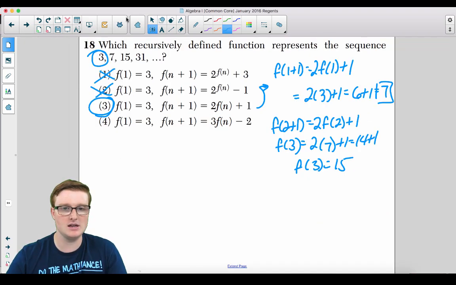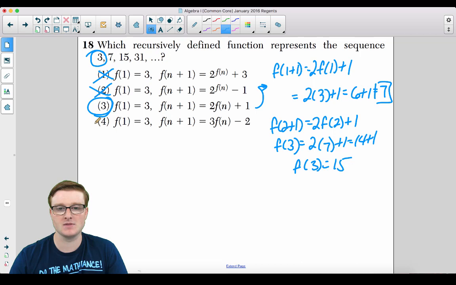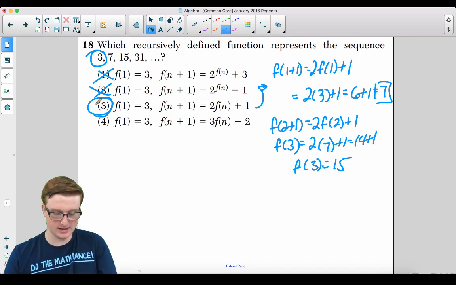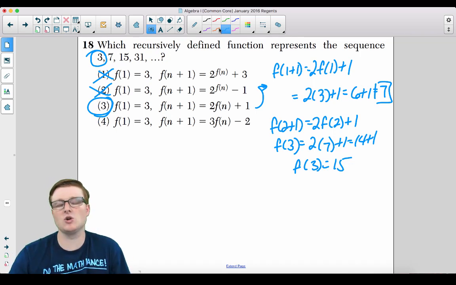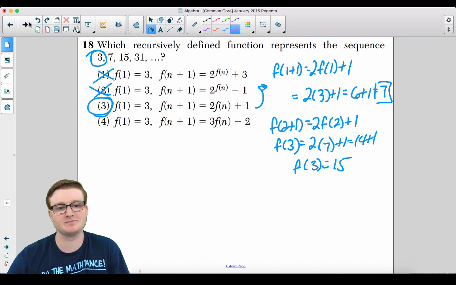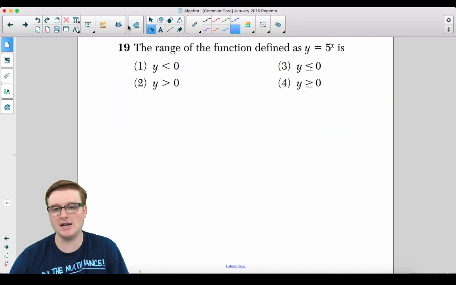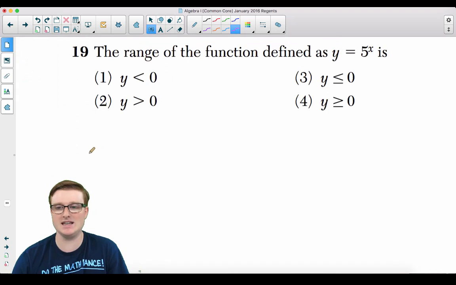That is the correct recursively defined function that represents that sequence. That took a while, but you got the right answer. 19. The range of the function defined as y equals 5 raised to the x is what?